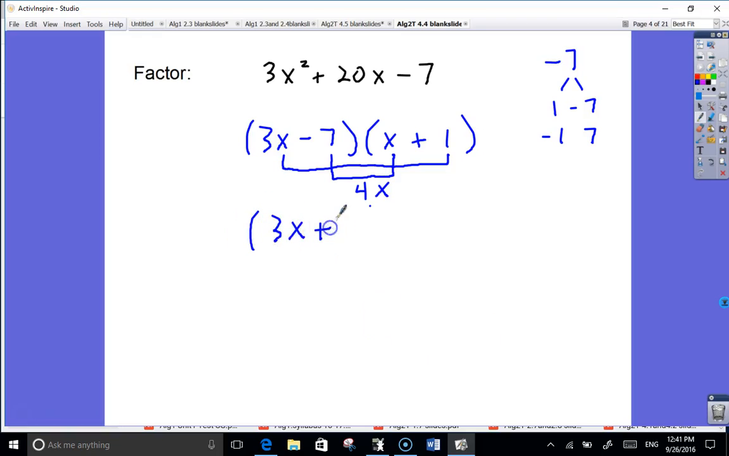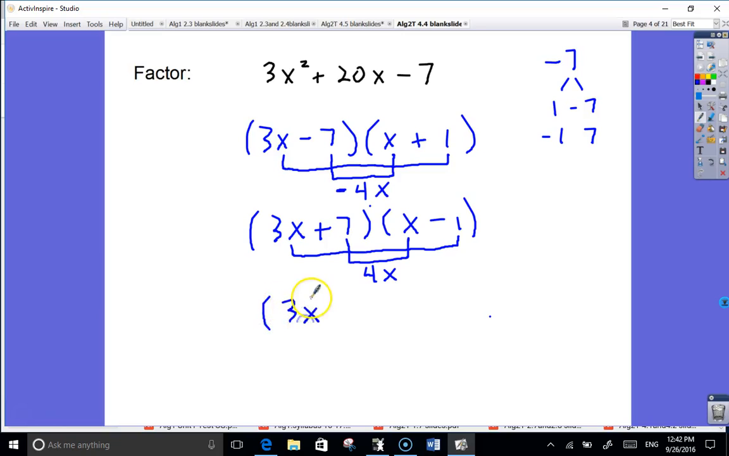Okay, what if we did 3x plus 7 times x minus 1? What would be the middle term? We would get -3x plus 7x. Actually, I think the earlier one was -4x, and this one is the +4x. In either case, neither one of those worked. So we know now we need to switch those numbers around. What if we did 3x plus 1 times x minus 7? What would be the middle term?